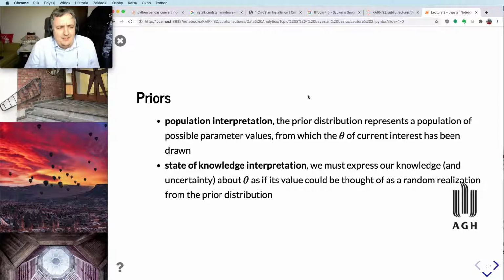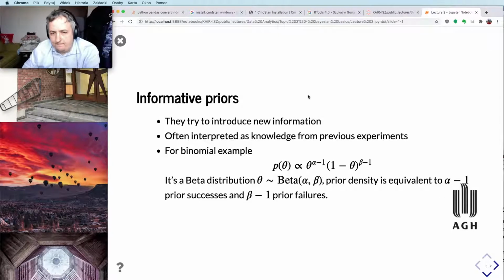Generally we just mean that, despite the fact that this is not a population of repeatable situations, of possible parameter values or possible realizations of the process, we just have a certain assignment of probability to this parameter, which comes from knowledge of uncertainty, and that's it. And our state of knowledge can be represented as a probability distribution.